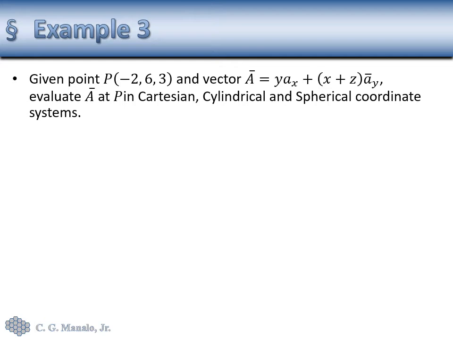So in the third example, we have point P in Cartesian coordinates and vector A also in the Cartesian coordinate system. So we are going to evaluate vector A at P in Cartesian, cylindrical, and spherical coordinate systems.